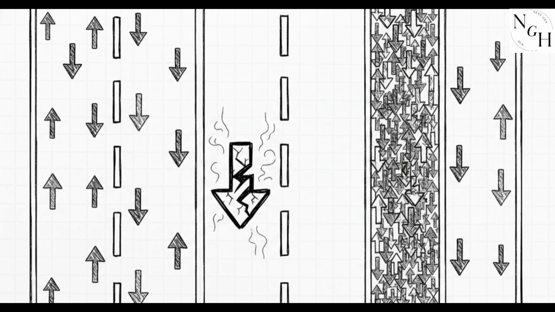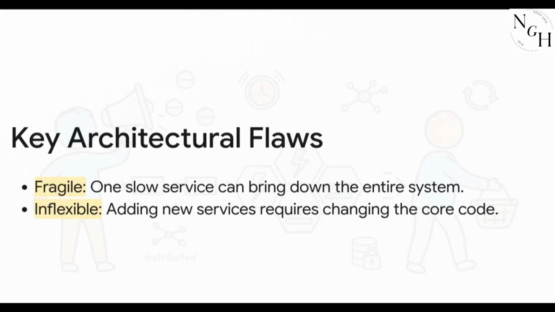If just one of those services, let's say the restaurant system, can't handle the flood of orders and it grinds to a halt, it doesn't just slow down that one little step. Nope, it stops everything. The entire system is now in total gridlock, and for you, the user, the app is completely frozen, useless.